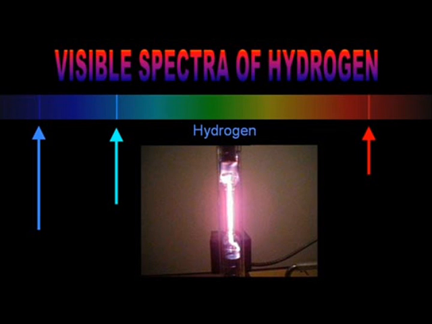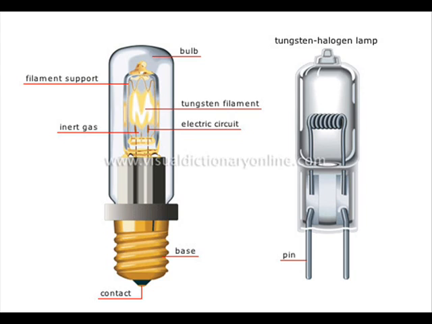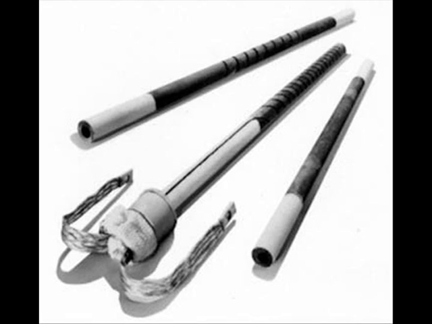Different types of lamps are used for each spectrophotometers. For UV spectrophotometer, hydrogen gas lamp and mercury lamp are used. For visible spectrophotometer, tungsten lamp is used. And for infrared spectrophotometer, carborundum and silicon carbide lamps are used.